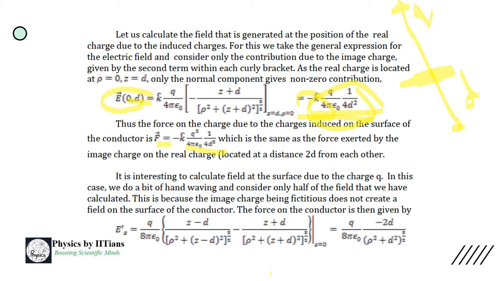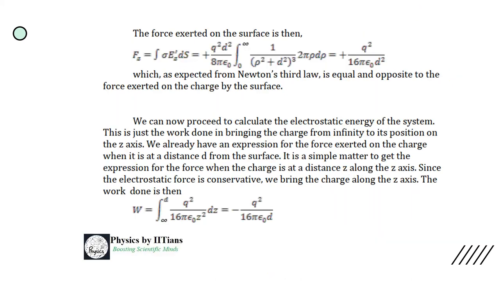Okay, so the image charge is minus Q due to its negative charge. So that is the same. We can write that the force on the charge due to the charges induced on the surface of the conductor is the same as the force exerted by the image charge on the real charge, which is located at a distance 2d from it.